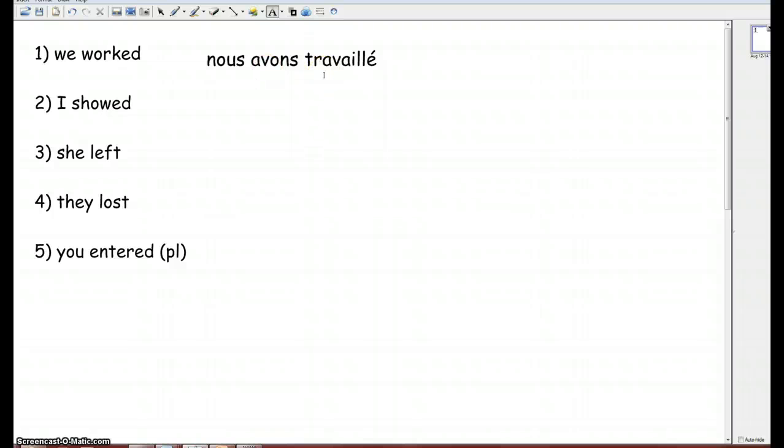And in French, we have worked and we worked are exactly the same, because where we've got two forms, they've only got the one perfect tense.